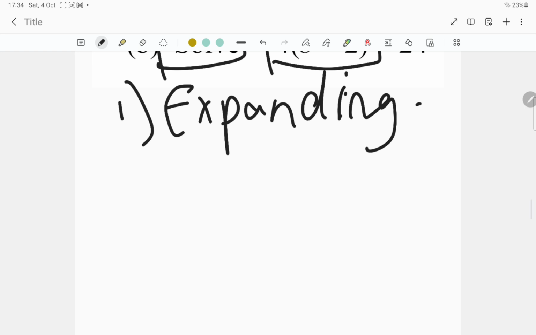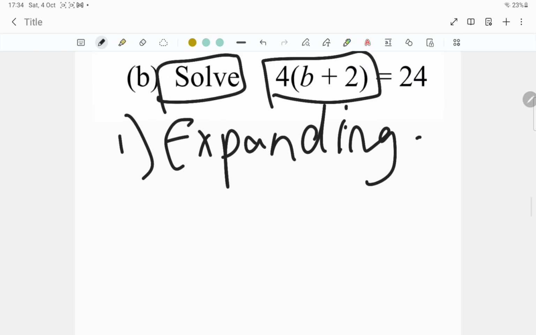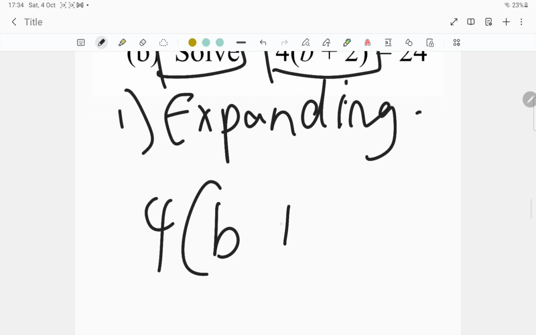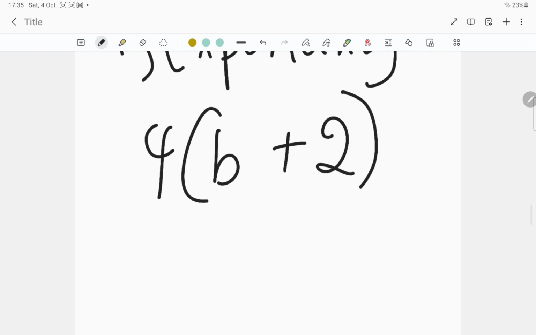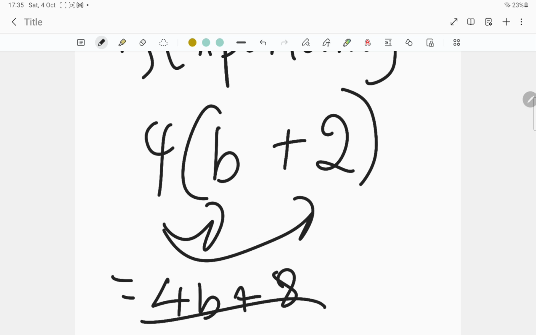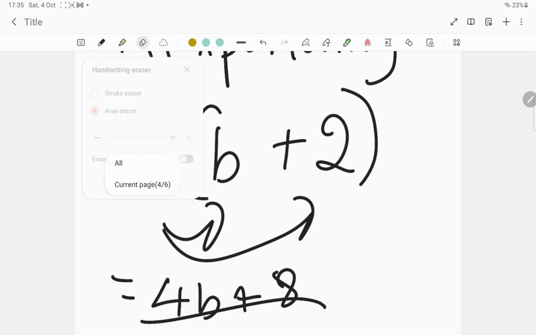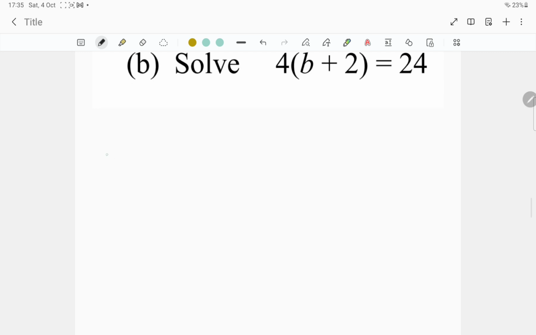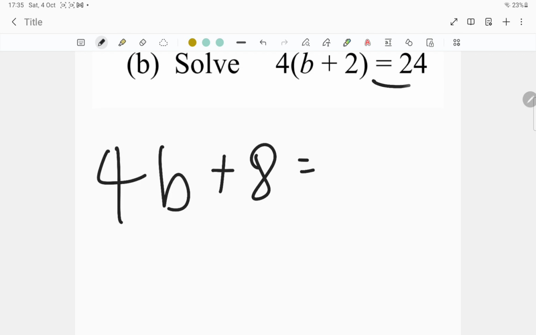Okay, so we're going to expand this. So we've got 4b, add 2 times that. 4b add 8. Already got that. Okay, so I'm just going to erase that. 4b add 8. Now we're going to finish the equation, if we've got equals 24. That's not done. That was our first step.